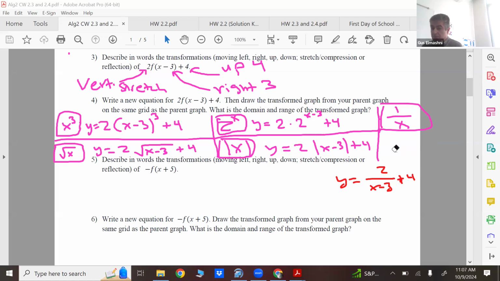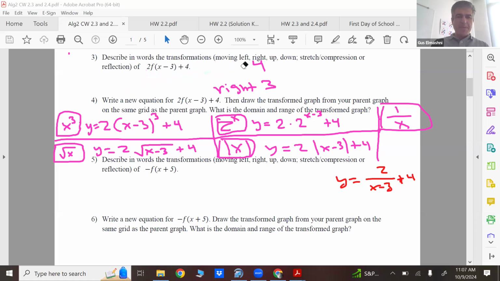What's the domain and range for each of these? Okay. Well, that's going to get a little messy. We should talk about it. I didn't give you guys enough space, did I? No, I'm sorry about that. Well, I'll kind of point to it over here.